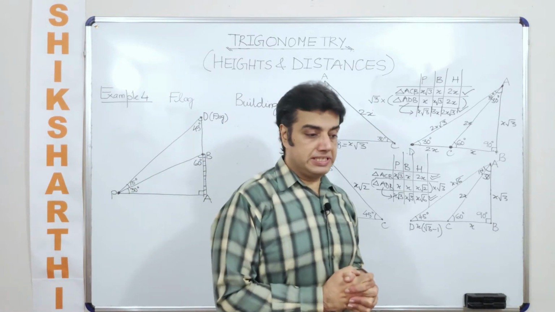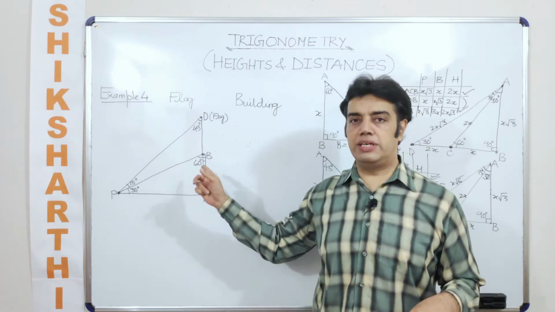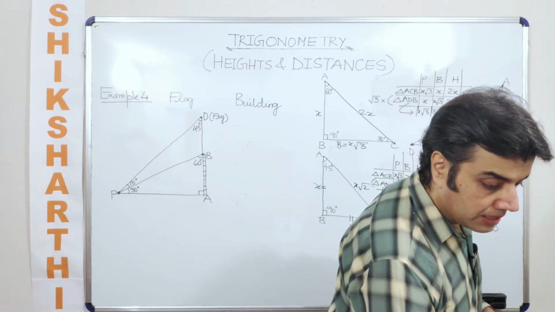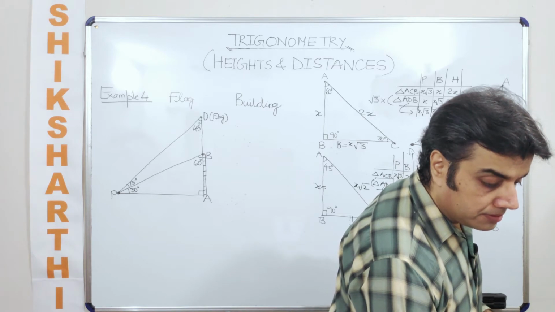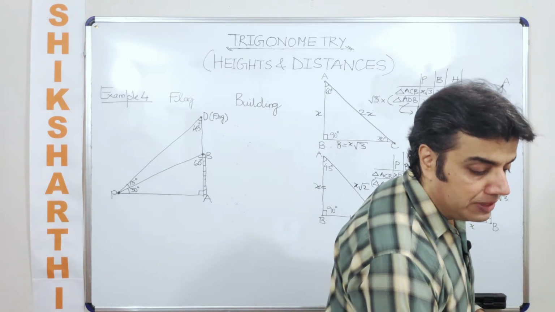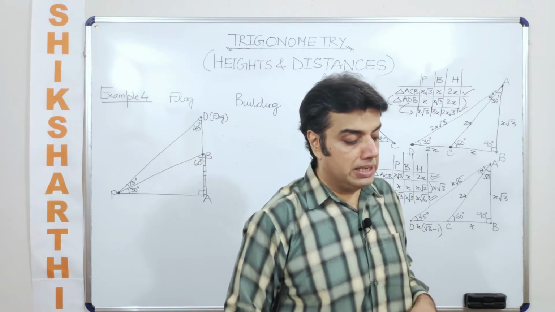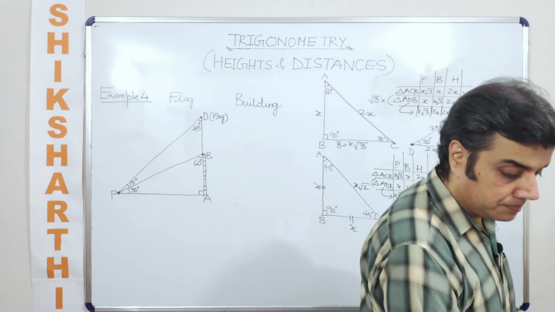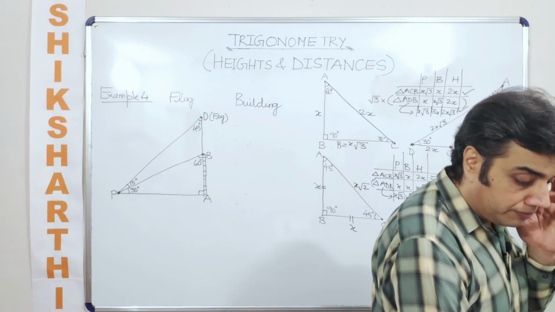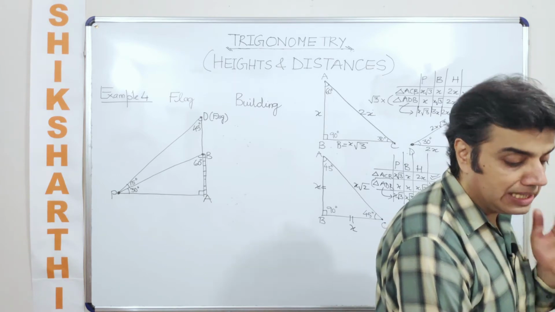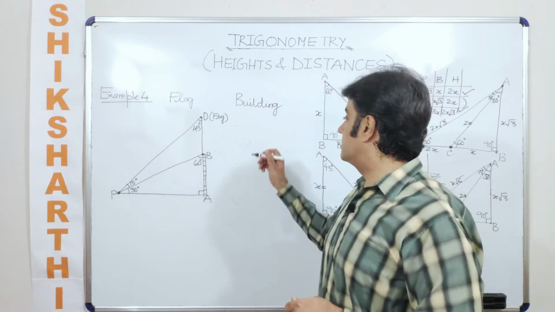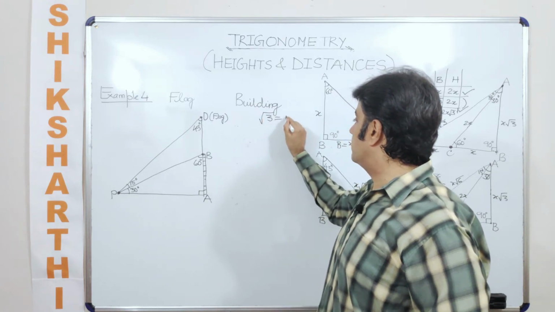So talking about example 4, first I'll read out the question for you and then we will plot it and then we will solve the question. So the question says, there is a building. From a point P on the ground, the angle of elevation of the top of a 10-meter tall building is 30 degrees. A flag is hoisted at the top of the building and the angle of elevation of the top of the flag from point P is 45 degrees. Find the length of the flag staff and the distance of the building from the point P. You may take the value of root 3 as 1.732.